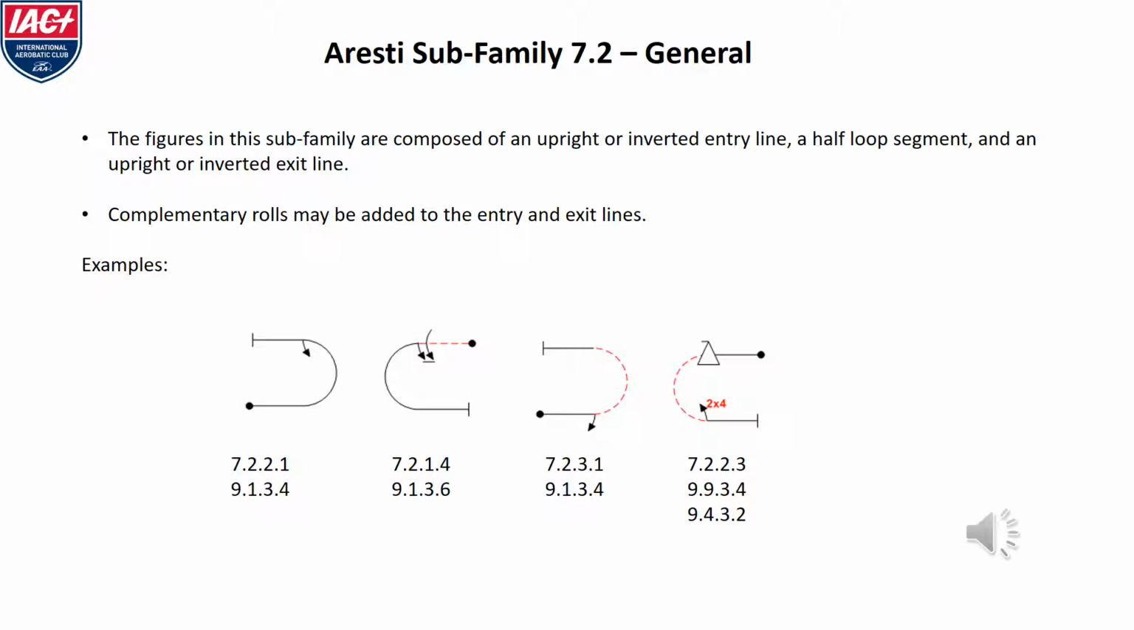The next example is a variation on what we would call a split S, with a 1.5 roll into the half loop down from an inverted entry. The third example is an inverted or a negative half loop up preceded by a half roll. And the last example on the right is a full snap roll pushing into a half loop down with 2 of 4 at the bottom.